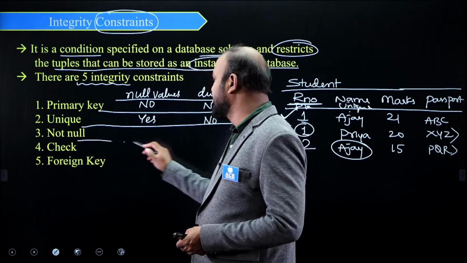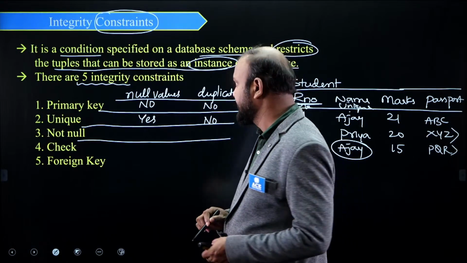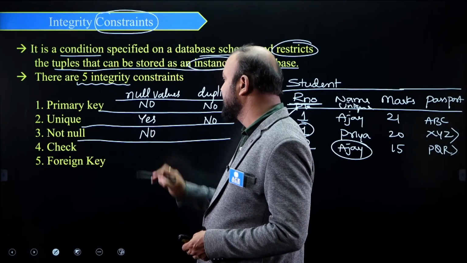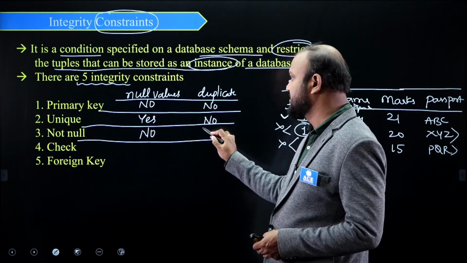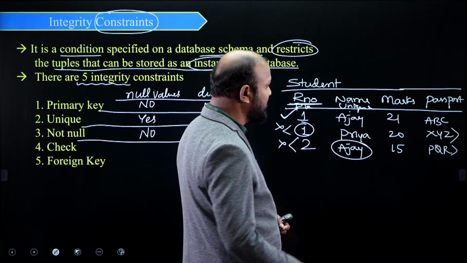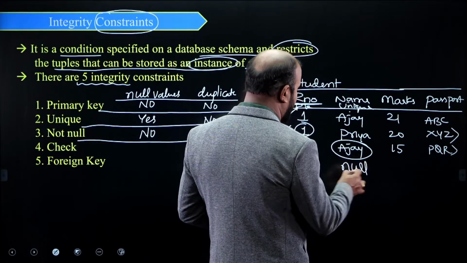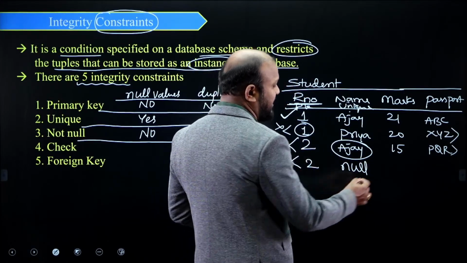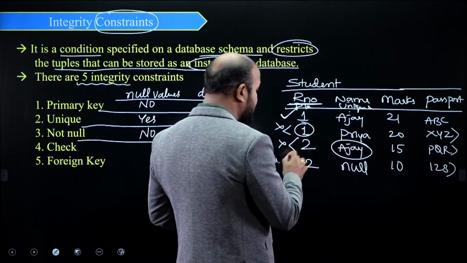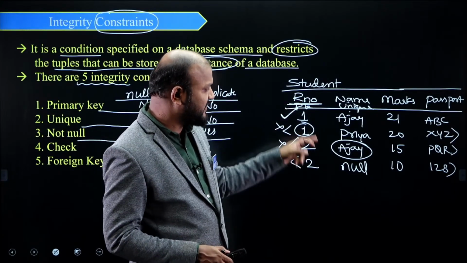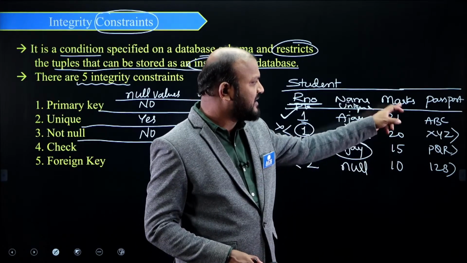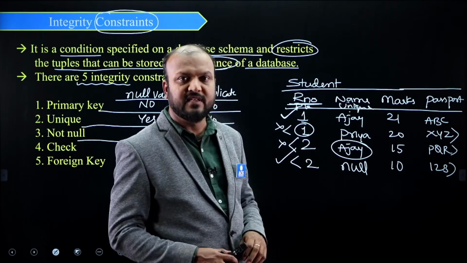And not null. Look, the name says not null. It should not allow any null values. Null is not allowed, but duplicates are allowed. See, in unique you can have a null. If you try to insert roll number 2, null, 10, 1, 2, 3, something like this, it is going to be allowed. Why? Because the primary key is satisfied. Here unique will allow a null value and there are no constraints on that. This tuple is going to be inserted.